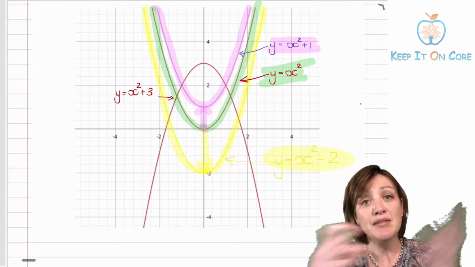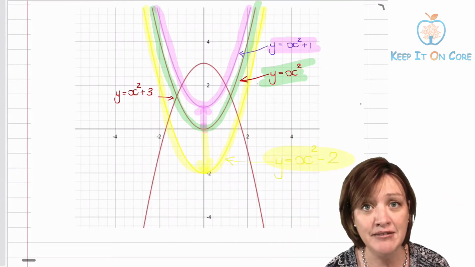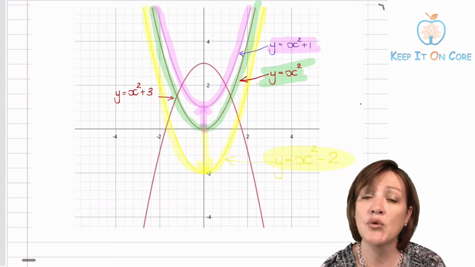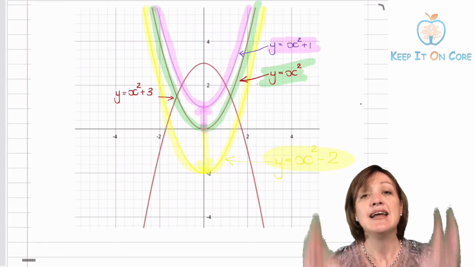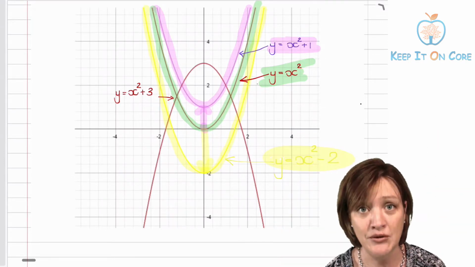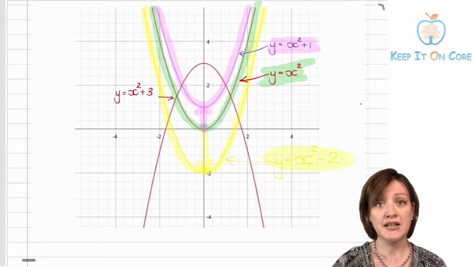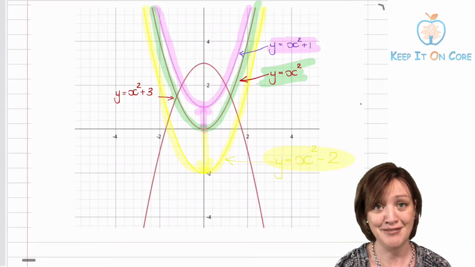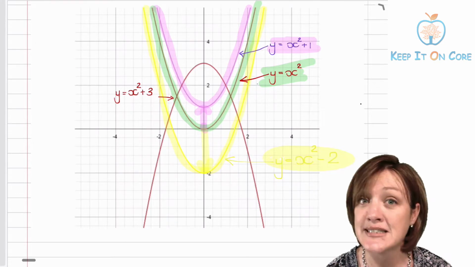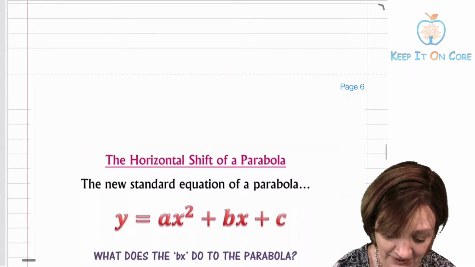The shape, the stretch, or the compression is not being influenced over here, so it's not getting any wider or any thinner. The only difference here is that it's quite simply moving up or down. So the c value is just picking your parabola up and moving it up or down. That's the value of c and the influence it has.